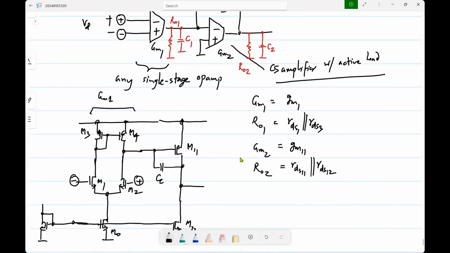Now, what will be this parasitic capacitor C1? It is at the input of the second stage. So you see everything that's connected there. What all are connected there? M2, M4, and M11. M2 and M4 will contribute their CDB, and M11 will contribute its CGS.